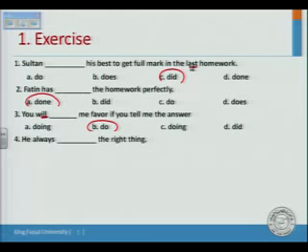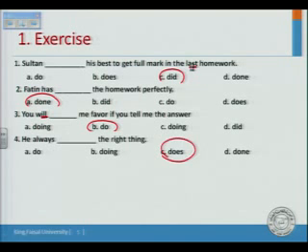Number 4: He always. You see, he is the subject, the first one. So "he always" is the word that tells us that the tense of the verb must be present. So he always: do, doing, does, or done? So the answer is does. He always does. Yeah.